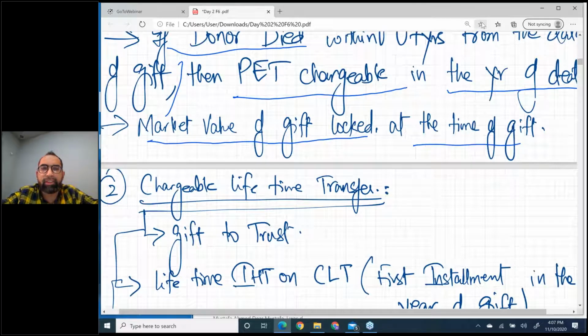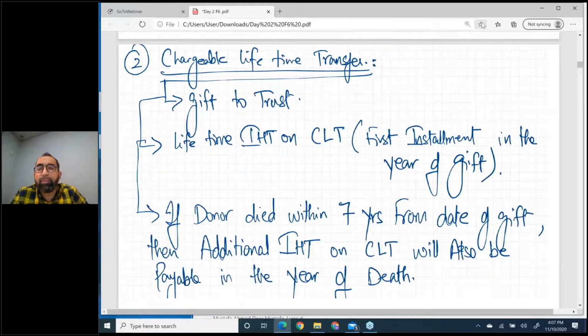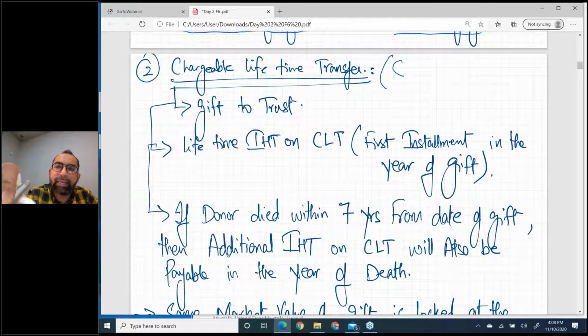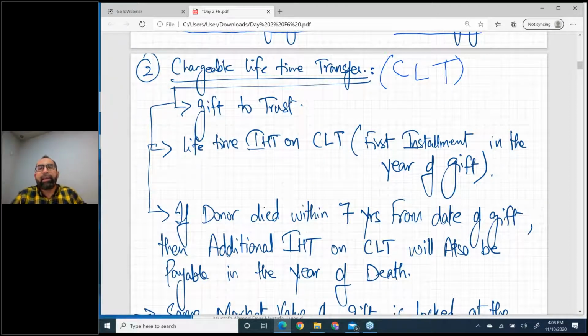the second lifetime gift is the chargeable lifetime transfer. What's the identification of this chargeable lifetime transfer? Sir, what's the shortcut for this? We call it CLT. And how do we recognize a CLT? It's just one line: give to trust. Whenever you give to a trust, that's called CLT, chargeable lifetime transfer.